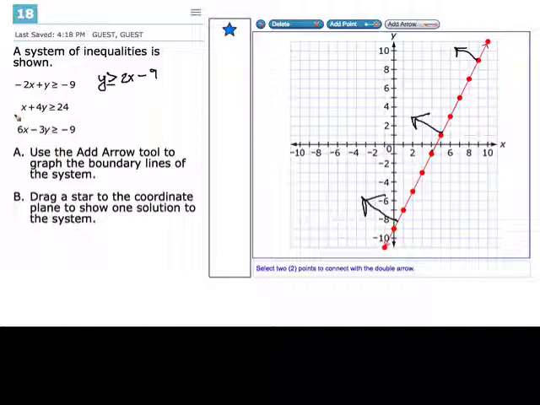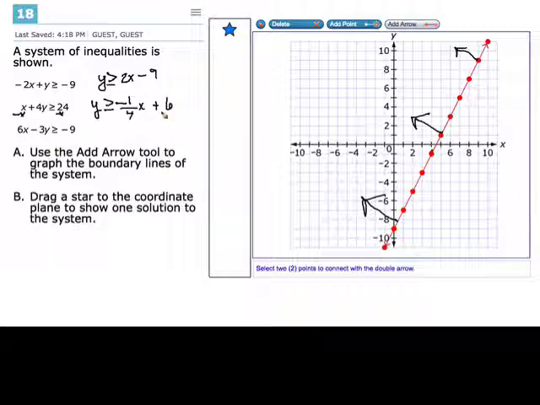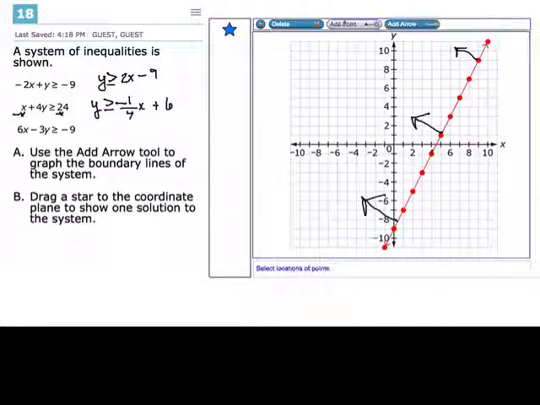Now here, I'm going to minus x on both sides, and then divide by 4. So I have y is greater than or equal to, it stays the same way because I divided by a regular 4, and that's negative 1x divided by 4, plus 6. And if you solve these for y, you'll do just fine. So now we have to add our next point. Our next y-intercept is at 6, and it's going down 1 over 4.